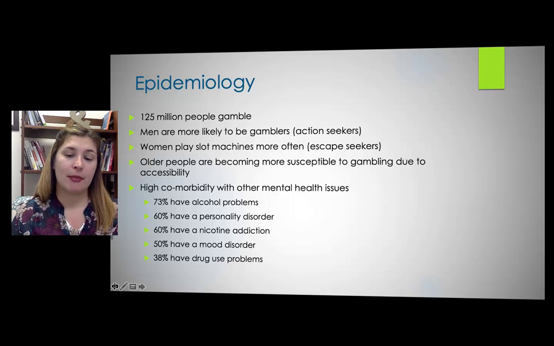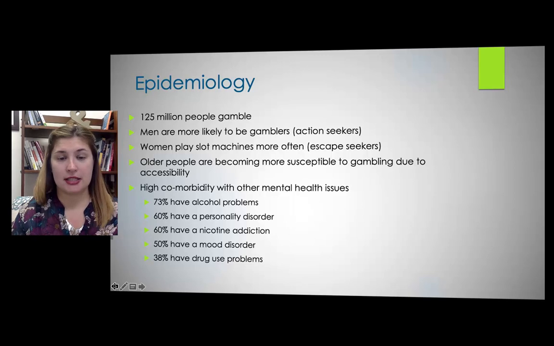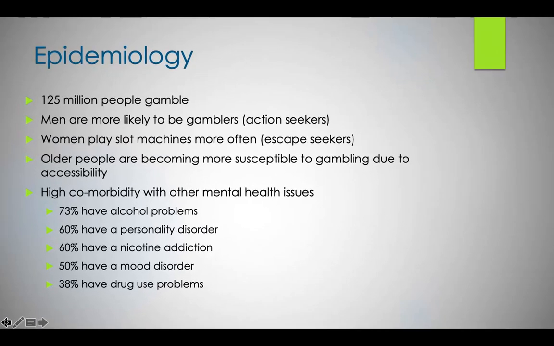Women who do develop gambling disorders start playing later in life, but have a much more rapid development of their addictive play. So they have a faster progression towards addictive gambling. Older people are more susceptible to gambling due to the accessibility. Additionally, it is important to recognize that there are high comorbidity rates with other mental health disorders.